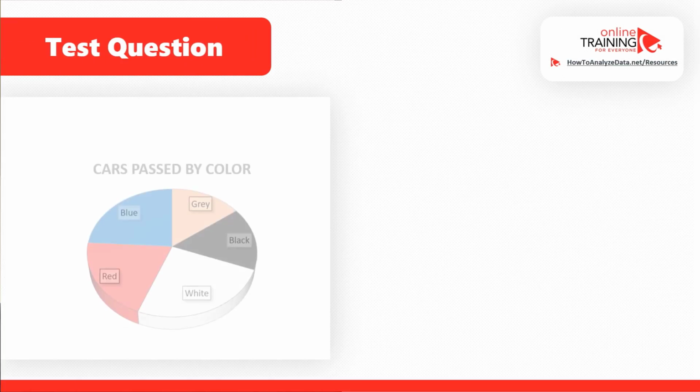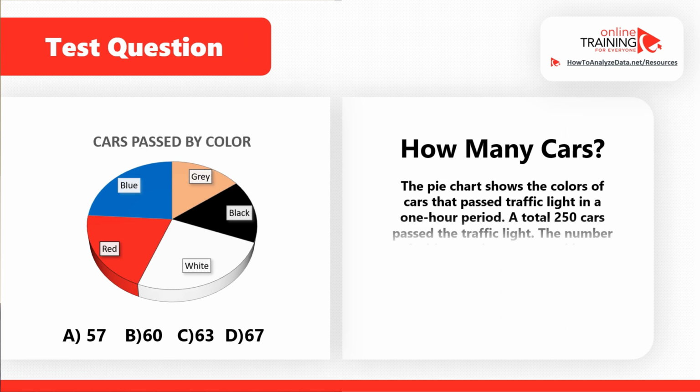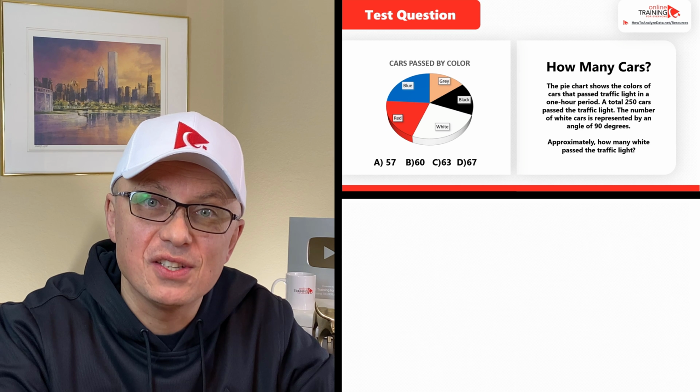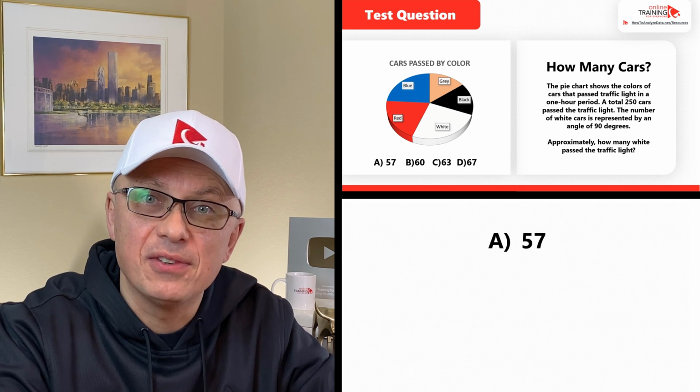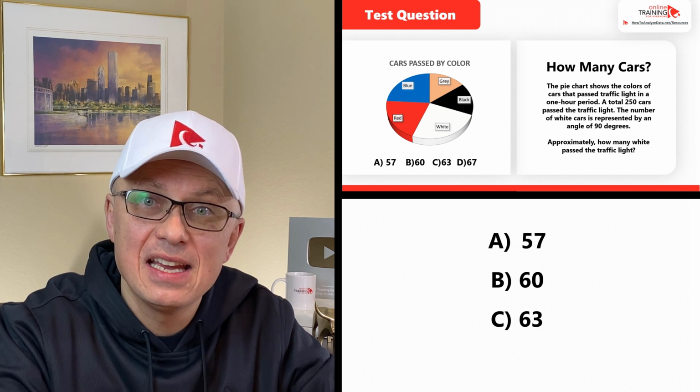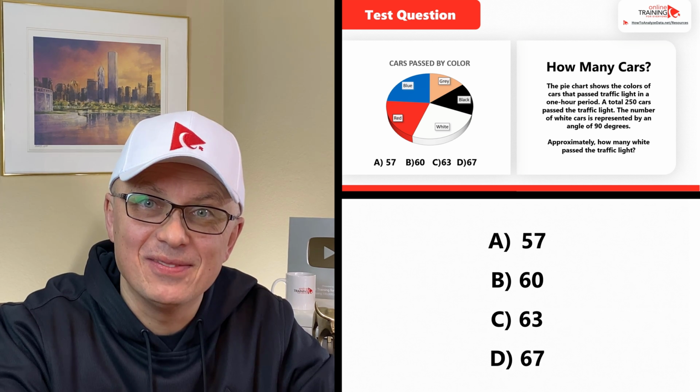The pie chart shows the colors of the cars that passed a traffic light in a 1 hour period. A total of 250 cars passed the traffic light. The number of white cars is represented by an angle of 90 degrees. Approximately how many white cars passed the traffic light? You're presented with 4 different choices. Choice A, 57. Choice B, 60. Choice C, 63. And choice D, 67.